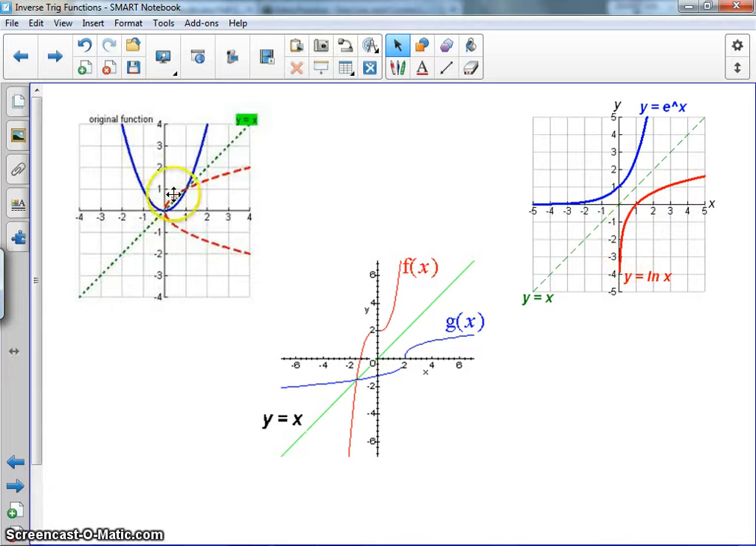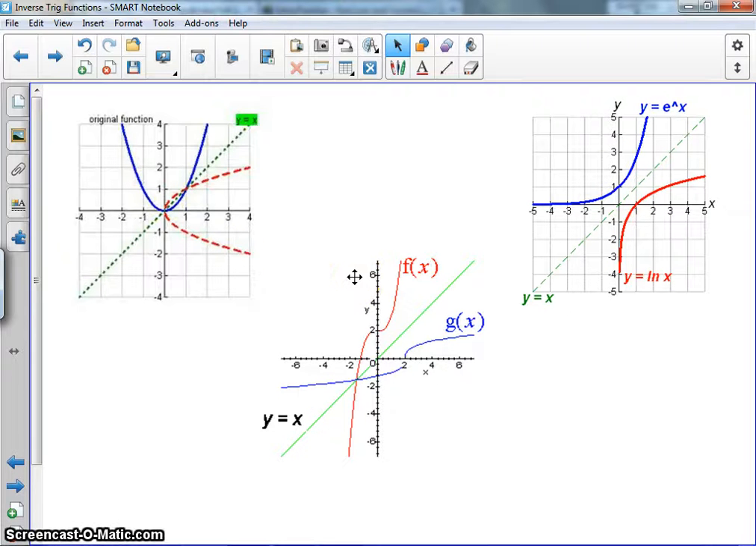And so if you look at all three of these functions, what do you think the relationship is between the original function and the inverse function? Well, the relationship is just going to be that they are reflections over this line y equals x. And so that just means if you were to fold this graph over this dotted line, they're going to match on both sides. And so all inverse functions have that relationship.